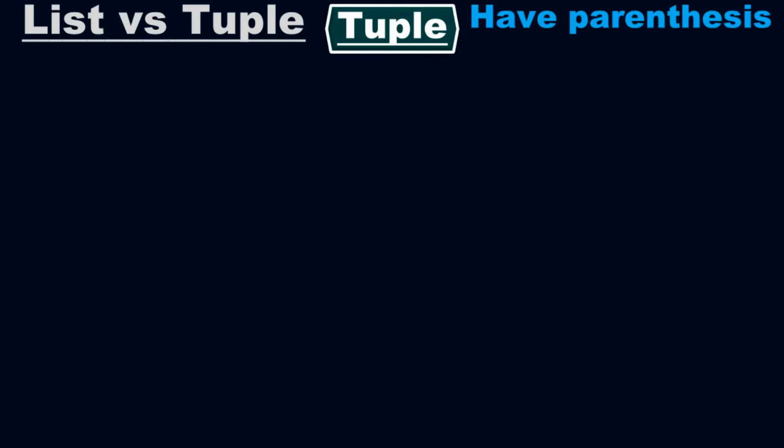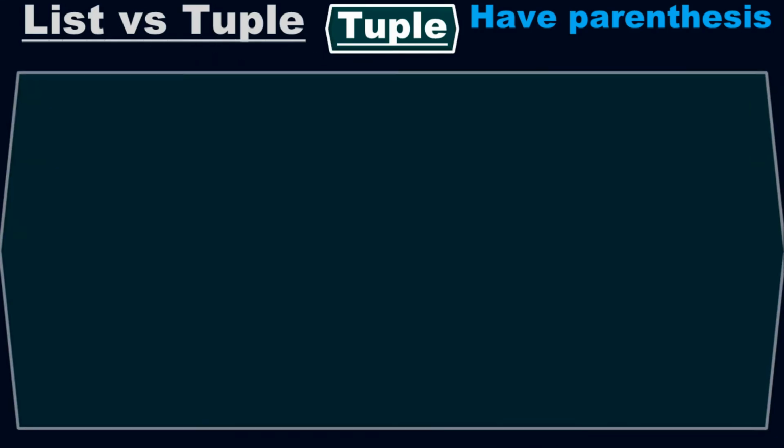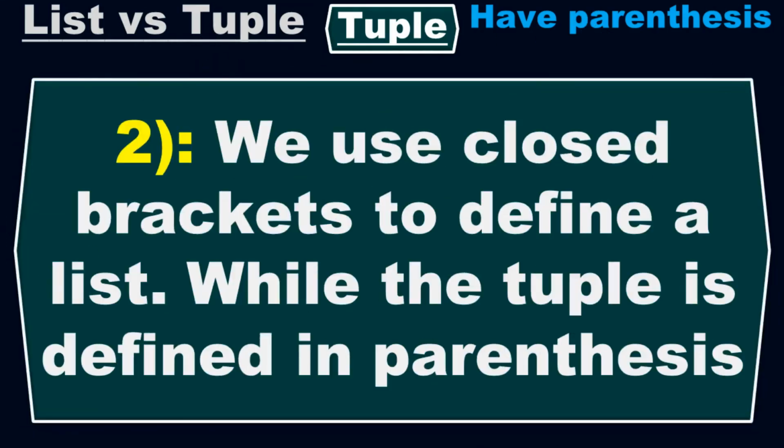Parentheses. For the tuple, you need to include all the elements inside the parentheses. So according to point number 2, we use square brackets to define a list, while the tuple is defined in parentheses. Well, this is the second difference.